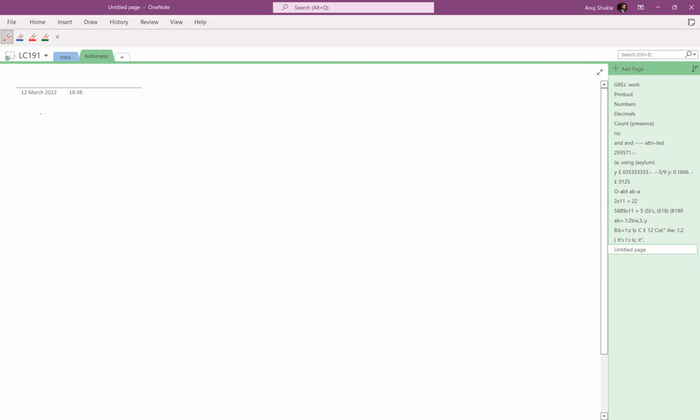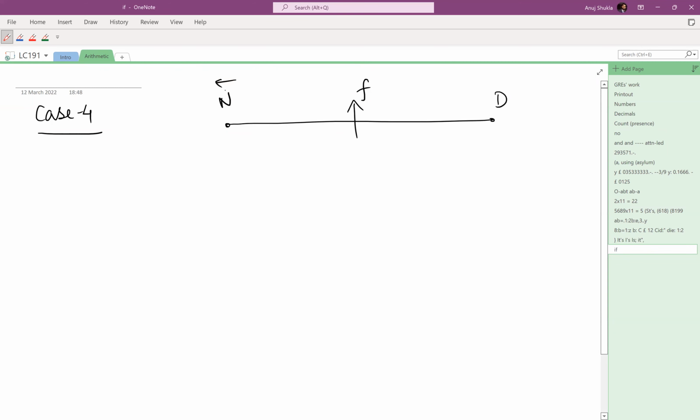What does our case 4 say? Case 4 is like a tug of war. Where is your fraction? Your fraction is somewhere here. Here is the numerator and here is the denominator. The numerator is pulling towards itself and the denominator is also pulling towards itself. Pulling towards itself means, who will be effective? Whoever is effective will show the effect.